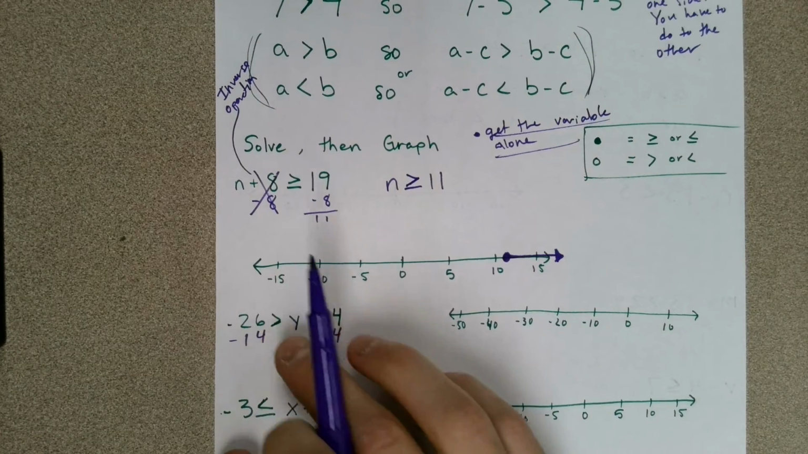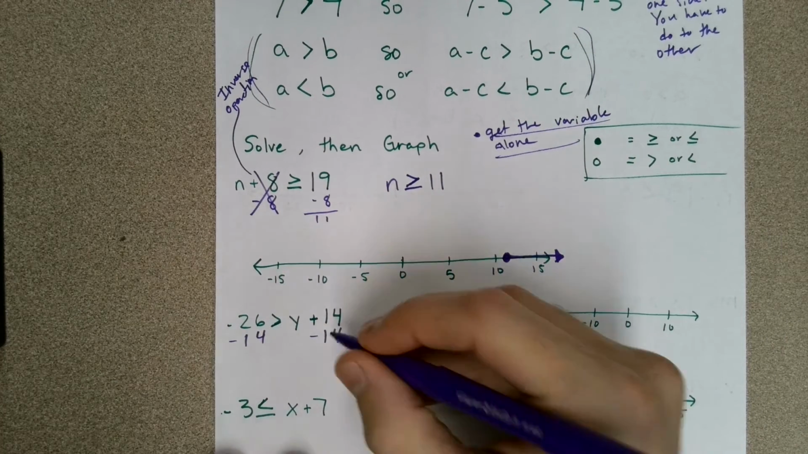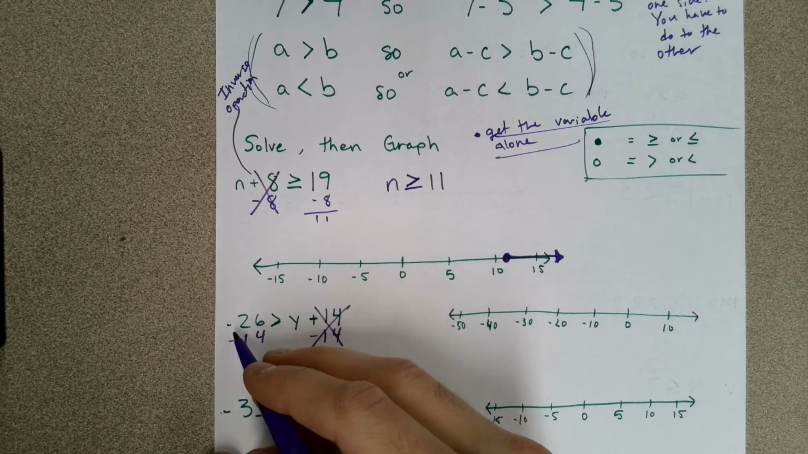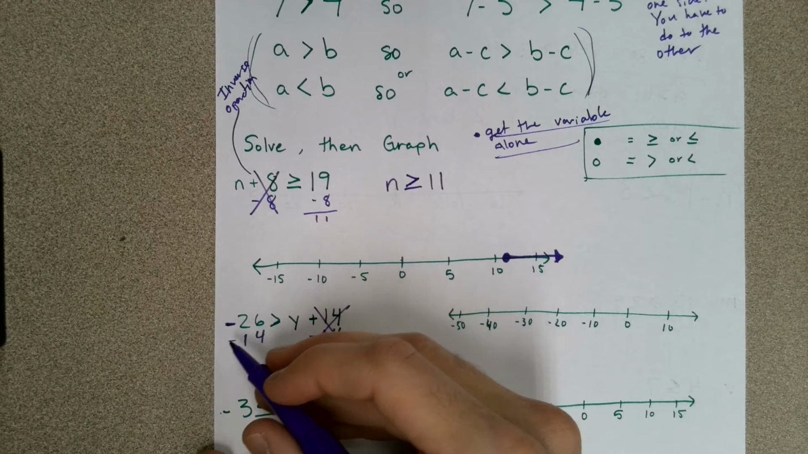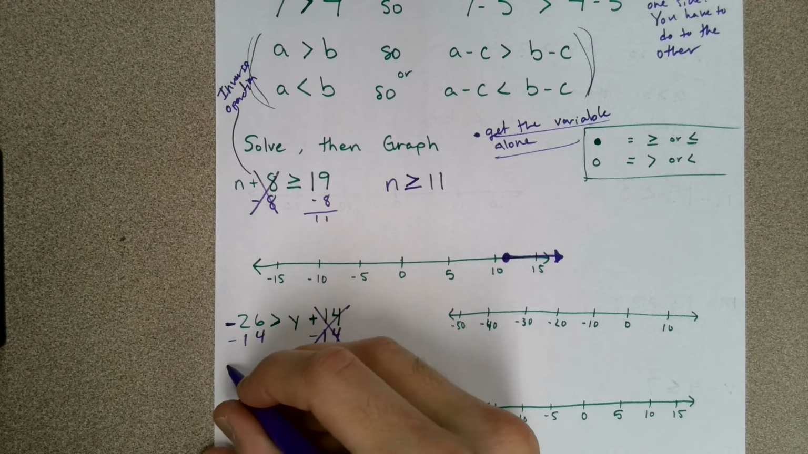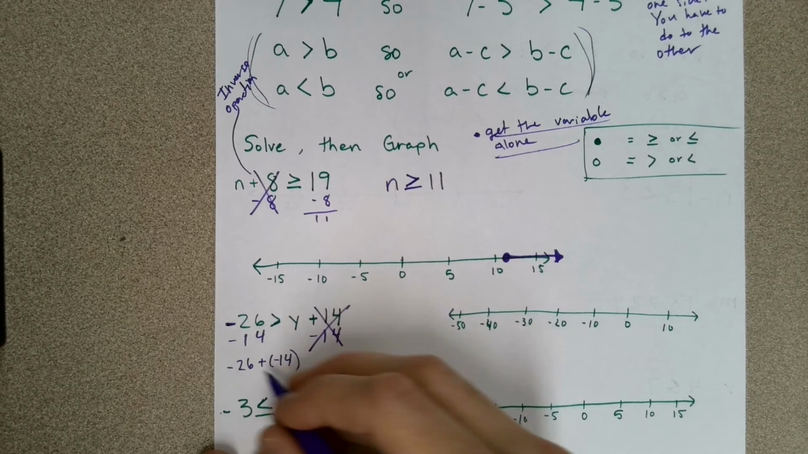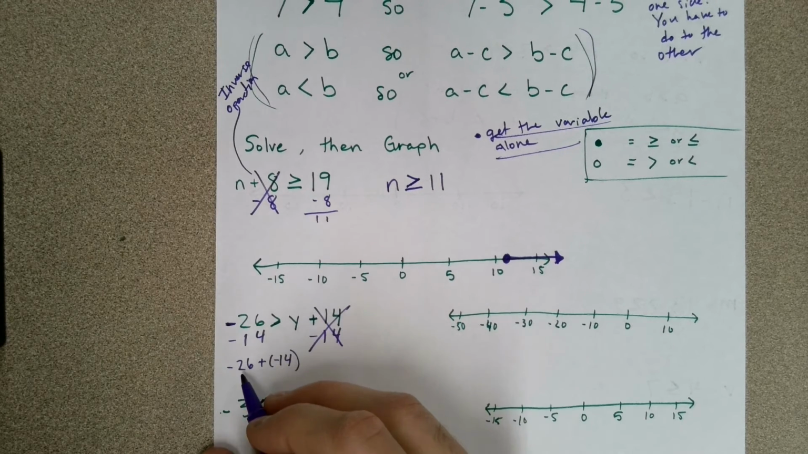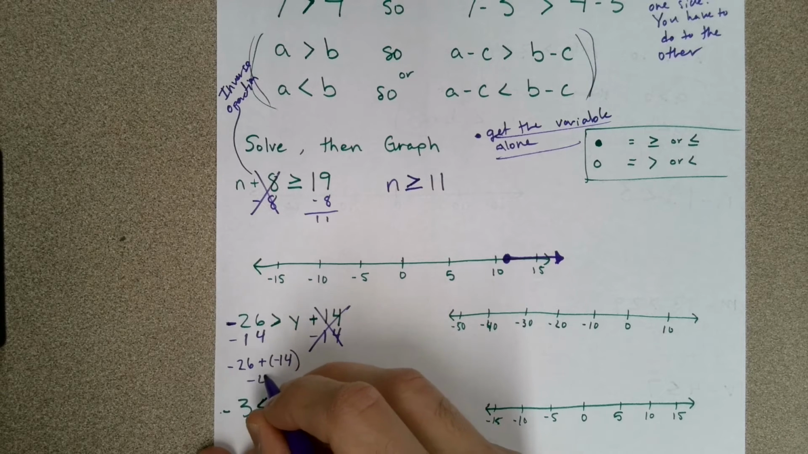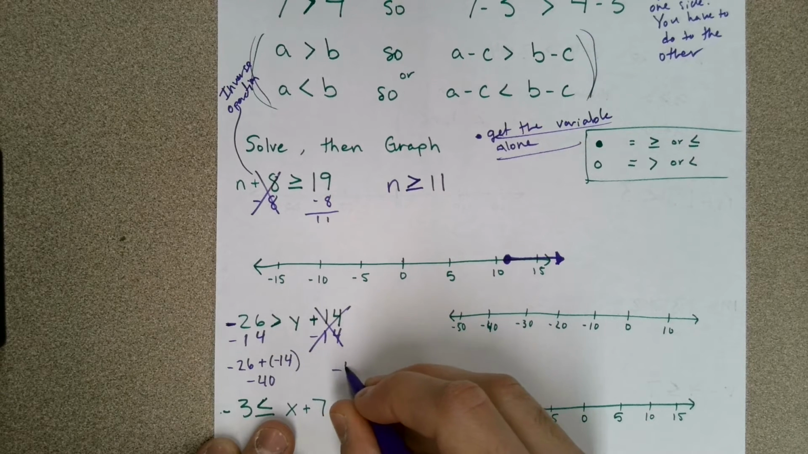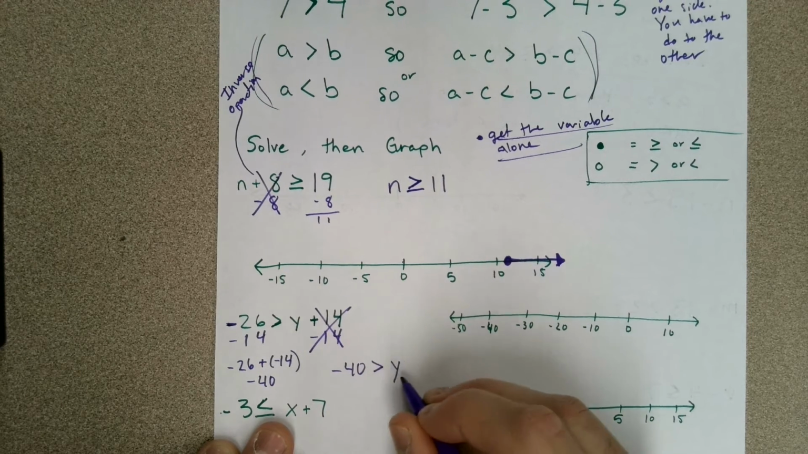Treat this just like it's an equal sign. We're going to be doing the same kind of things that we did last week. As I mentioned, these ones are going to cancel out. Negative 26 minus 14. I can also rewrite that as negative 26 plus negative 14. Adding two negatives is just like adding positives. I see 26 plus 14 is 40. Keep that negative sign. I can rewrite this as negative 40 is greater than y.